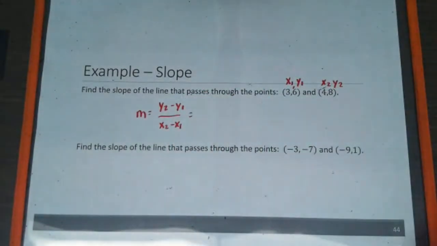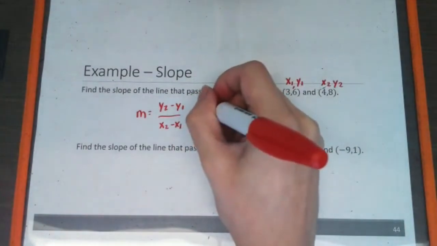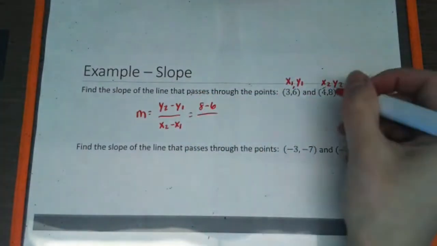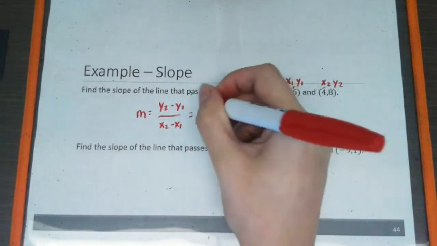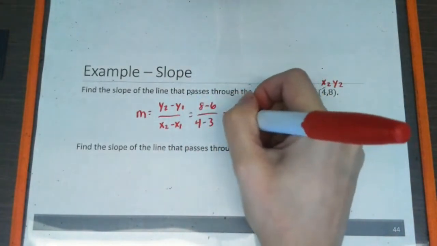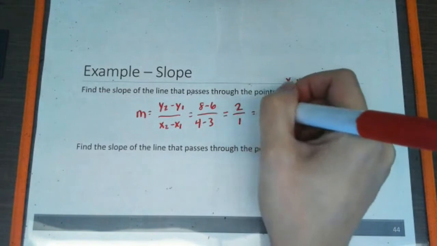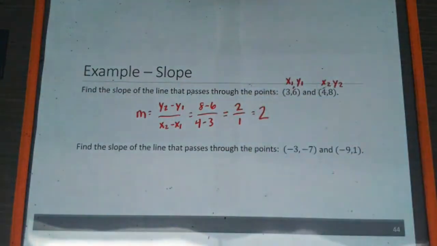If I plug in my values, that will be 8 minus 6 over 4 minus 3. 8 minus 6 is 2, 4 minus 3 is 1, and 2 divided by 1 is 2. So our slope is 2.